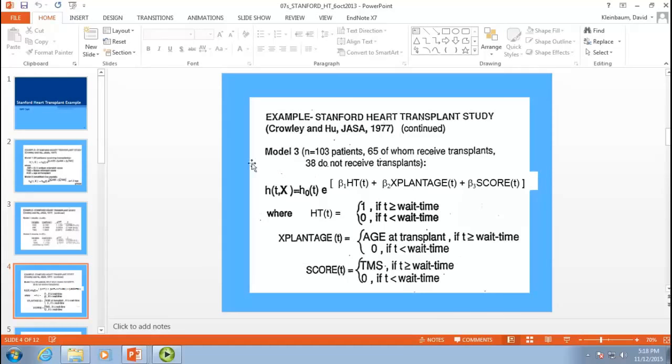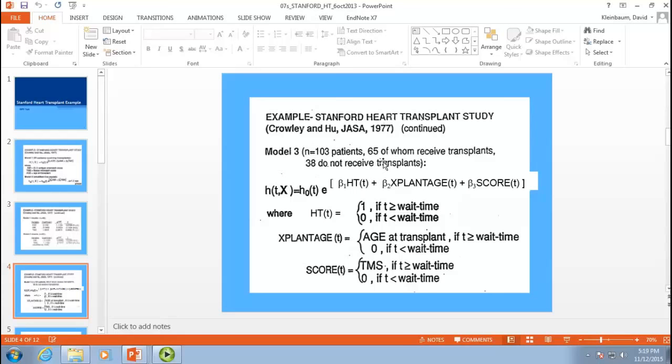Because I've got 3 variables that vary with time. See that? Okay. And there's a variable HT of T, which is heart transplant status. You remember when I introduced this last Thursday? Today's Tuesday. Well, here's a study where you had 103 patients, 65 of whom received transplants, 38 did not receive transplants. So there's 103 people in the study, okay?